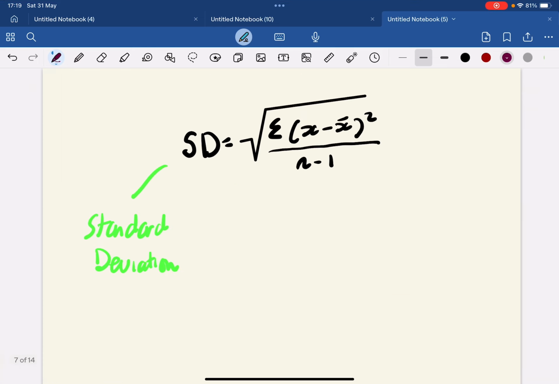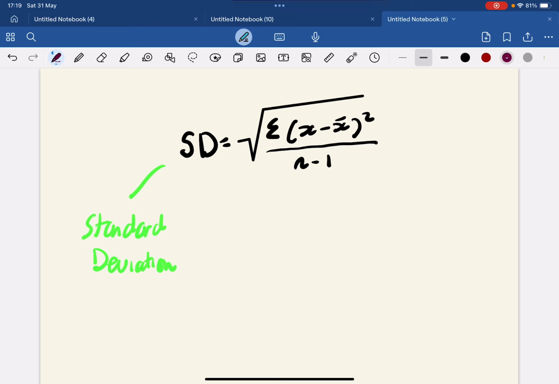So how do we work out the standard deviation? Well, it's using this equation here that might look really complicated. SD, standard deviation, is equal to the square root of the sum of each value take away the mean, squared, and we divide that by n take away 1, with n being the population size, so the number of trials that you have, take away 1. So if you did it 10 times, 10 take away 1 is 9.